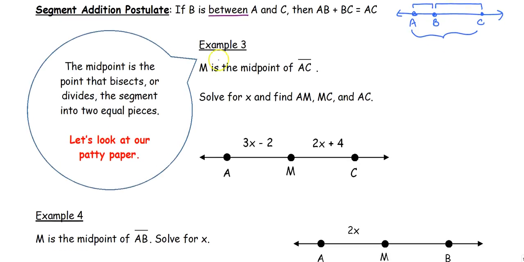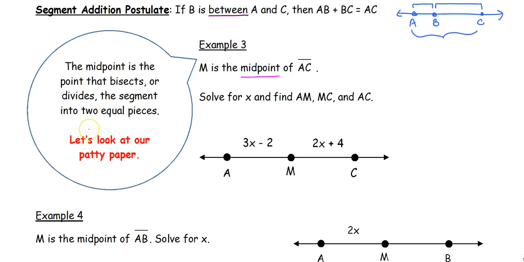So our next example, example 3, M is the midpoint. Now we're finally getting a vocab word that's going to give us a little bit more information. It's the midpoint of AC. The midpoint is the point that bisects or divides the segment into two equal pieces.